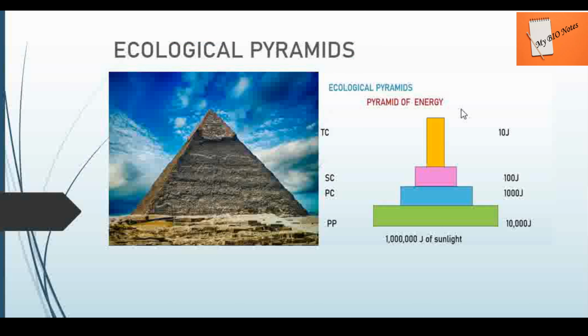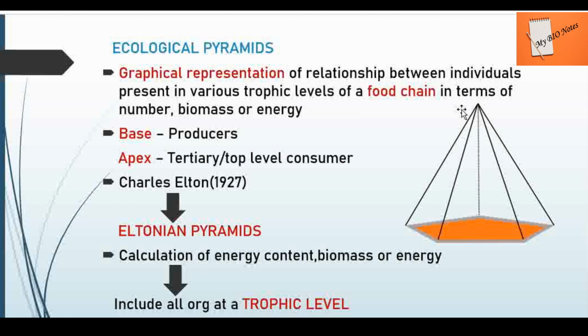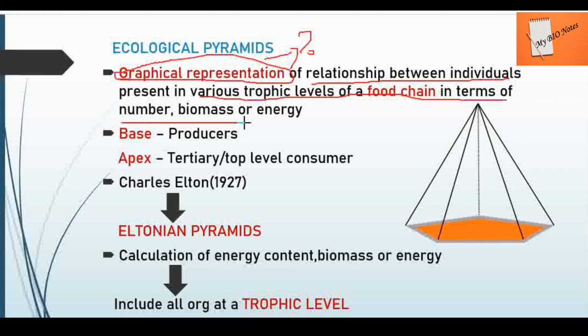So come, let's see about this topic of ecological pyramids. So what is an ecological pyramid? It's a graphical representation of the relationship between individuals present in various trophic levels of a food chain in terms of number, biomass or energy. So you are going to show it in a graphical form.